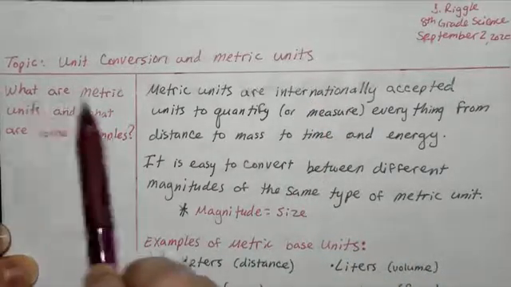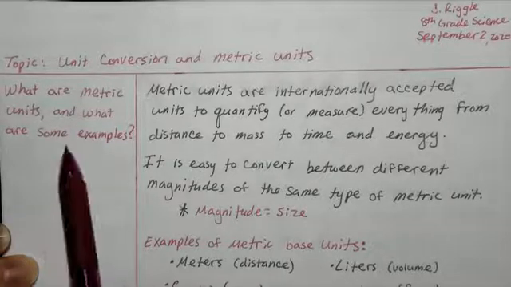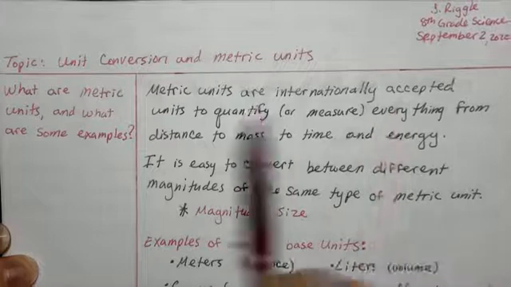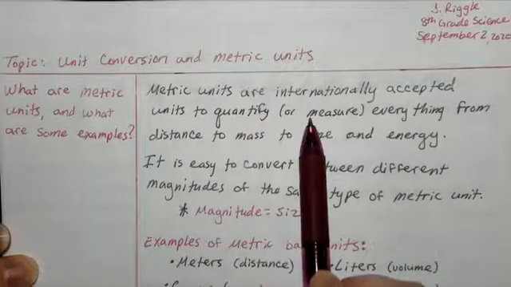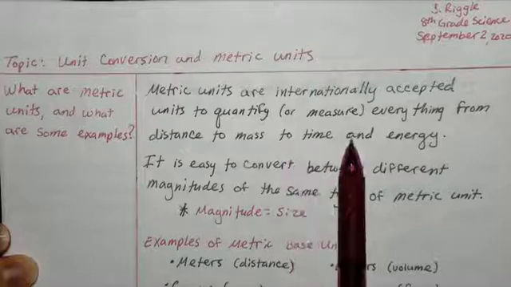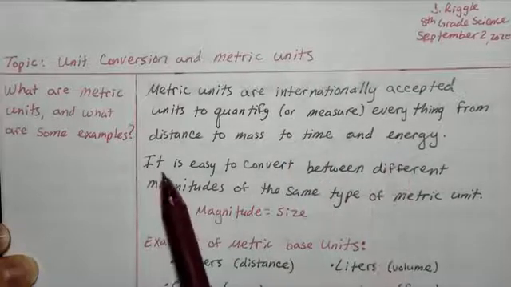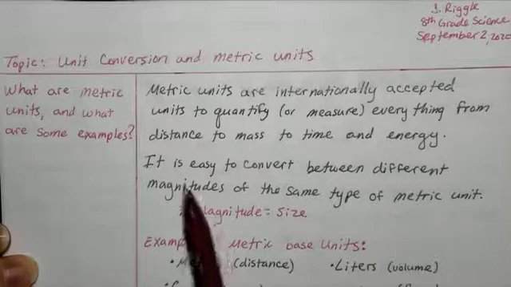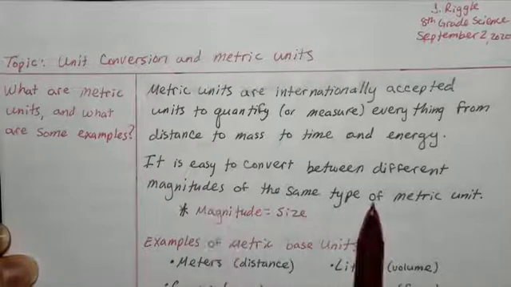First question, what are metric units and what are some examples? Well, metric units are internationally accepted units to quantify or measure everything from distance to mass to time and energy. It is easy to convert between different magnitudes, and magnitudes just means sizes, of the same type of metric unit.